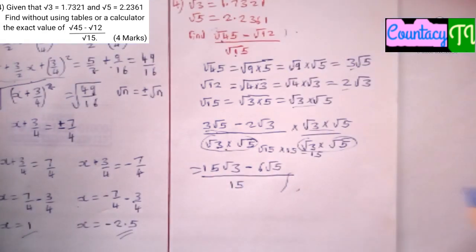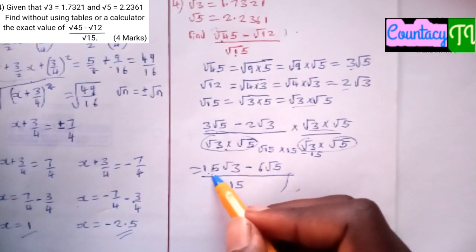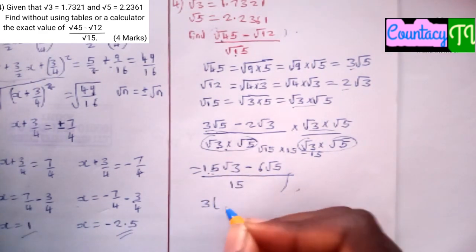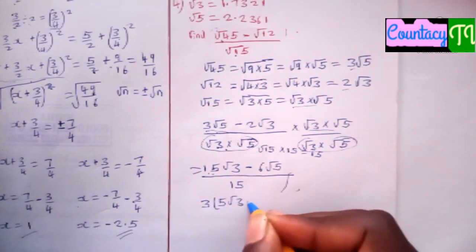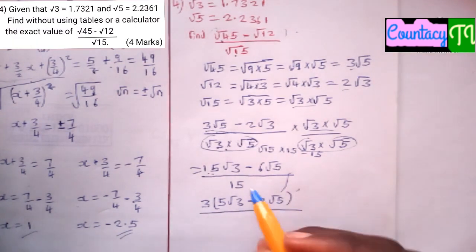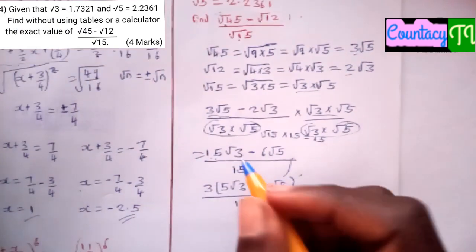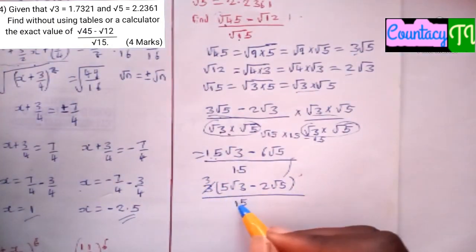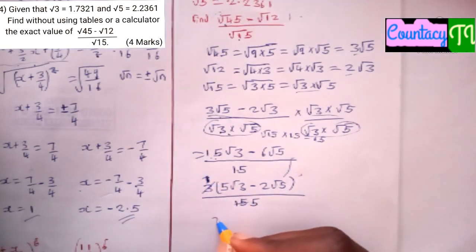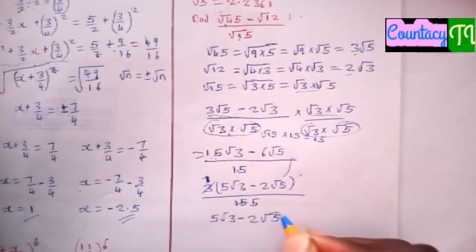We can go ahead and simplify this. For the upper case, I think we can factor out 3 to have 5 root 3 minus 2 root 5. For the lower case, we get 15. We divide by 3 all over, divide by 3, divide by 3 to get 5. So for the upper case, we remain with 5 root 3 minus 2 root 5 all over 5.